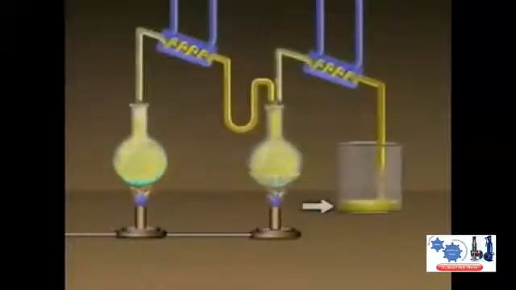The overhead product from the second still contains more of the lighter component and less of the heavier component than the original overhead product did. By repeating the process, successive batch distillation produces a purer overhead product than single batch distillation. If a third still were added, an even purer overhead product could be produced.